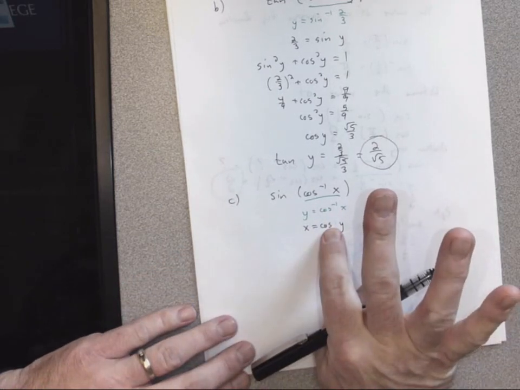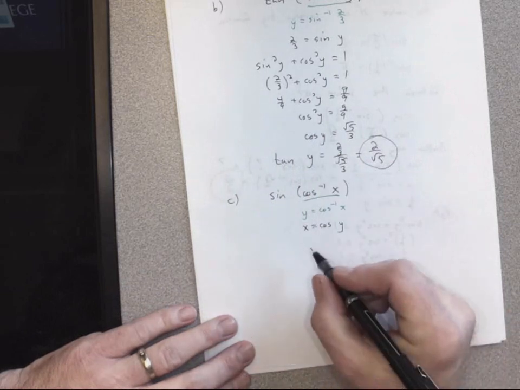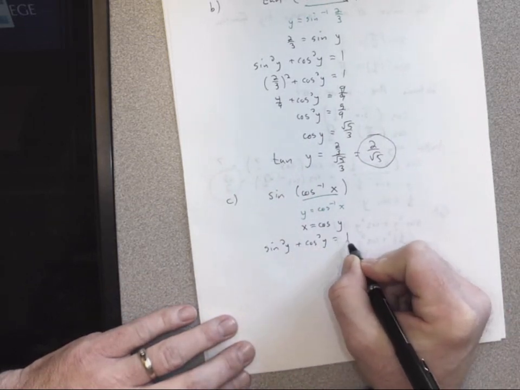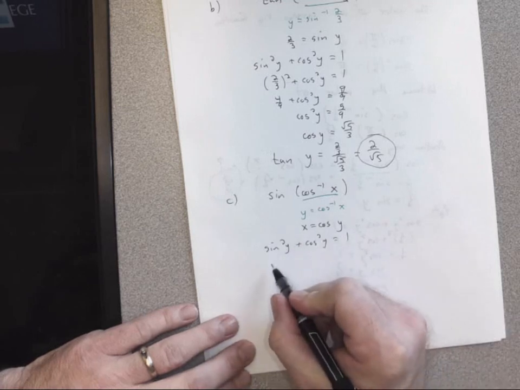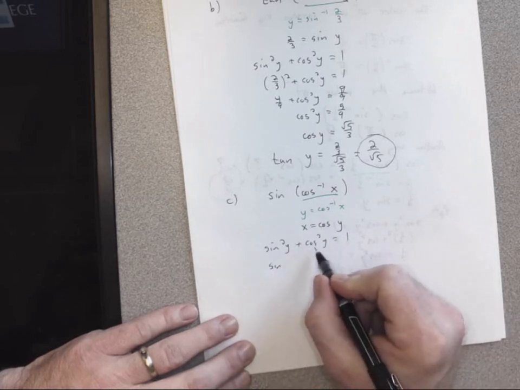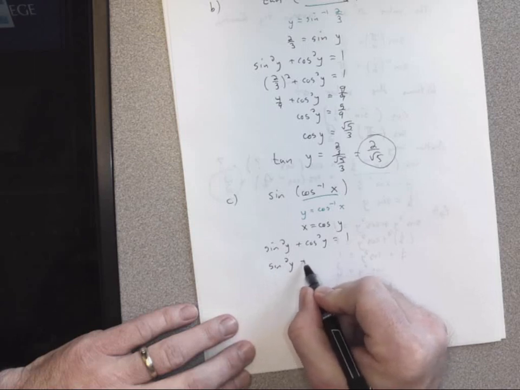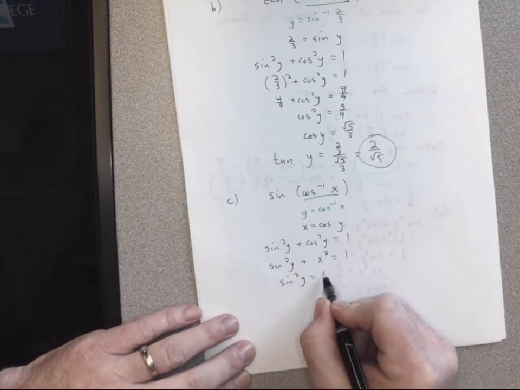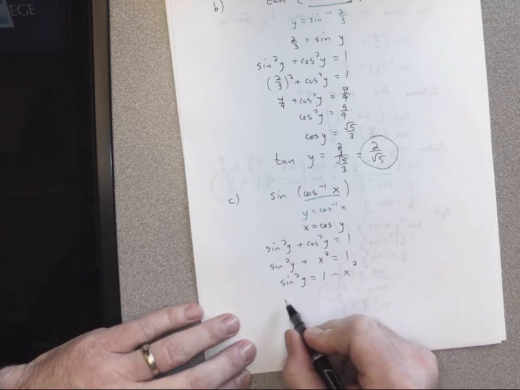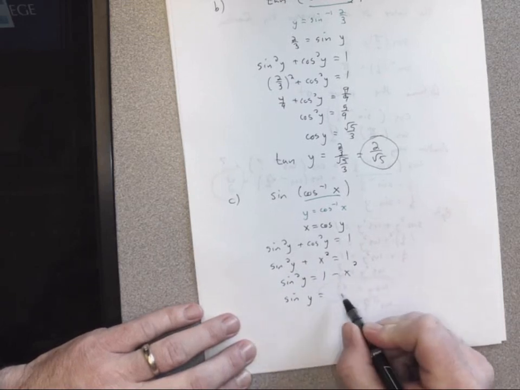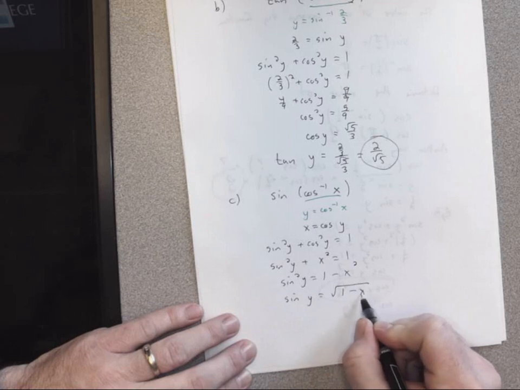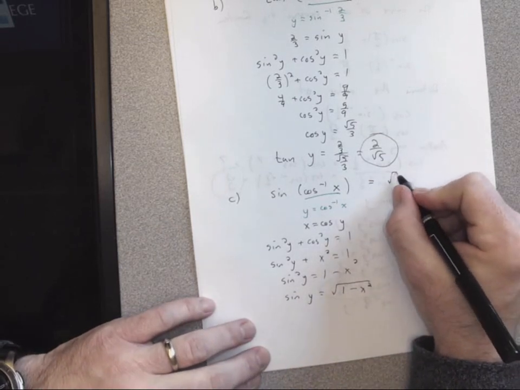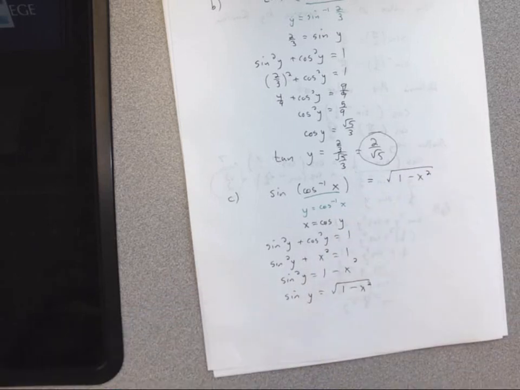And now I know the cosine of y, I can turn this into the sine of y. So sine squared of y plus cosine squared of y is equal to 1. Cosine is x, so this will become x squared. Sine squared of y plus x squared is equal to 1. So the sine squared of y is going to be equal to 1 minus x squared. So the sine of y, which is our answer, is going to be the square root of this thing. So this is equal to the square root of 1 minus x squared.